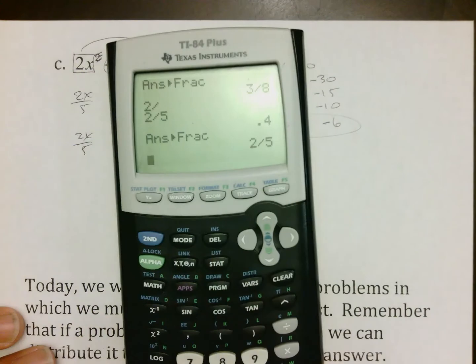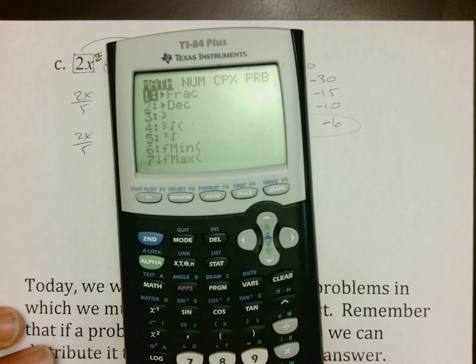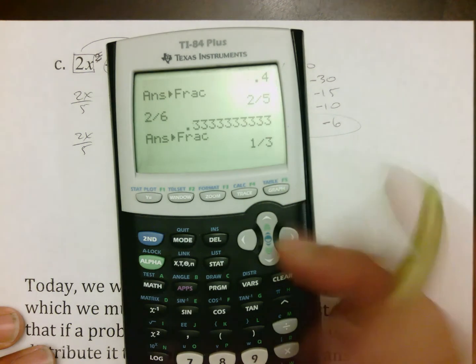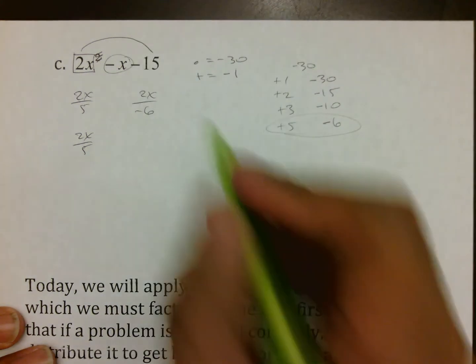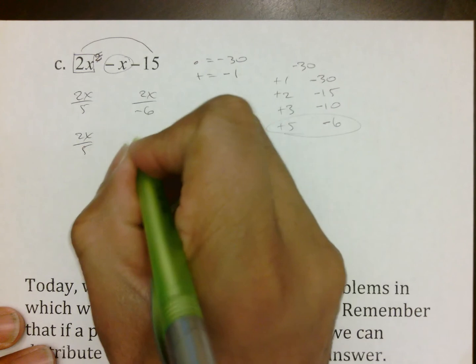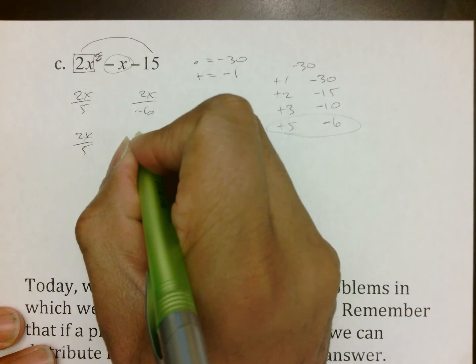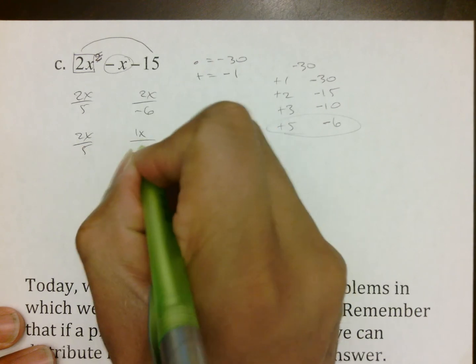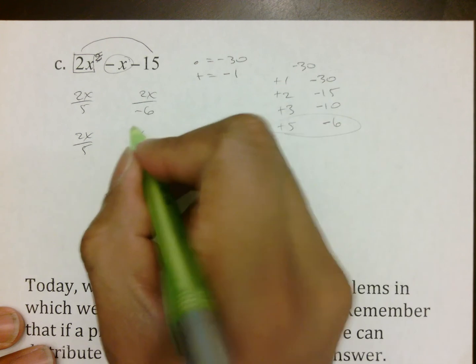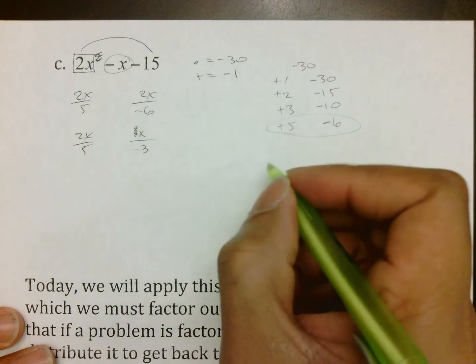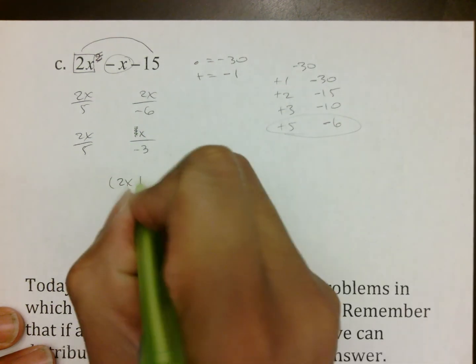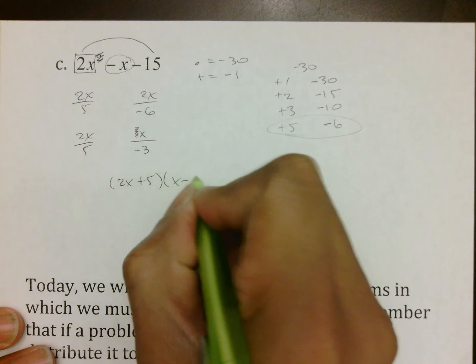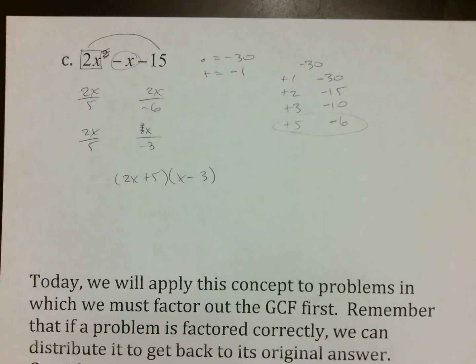2x over negative 6, again, I'm not going to use the negative, I'm just going to do 2 divided by 6 and see that it gives me the fraction 1/3. And keep in mind that since there is a negative under there, the negative will stay. So remember, we don't need the 1, but you can put it for the sake of your own understanding. But like I said, usually I scratch that out. And so you end up with 2x plus 5 and x minus 3.